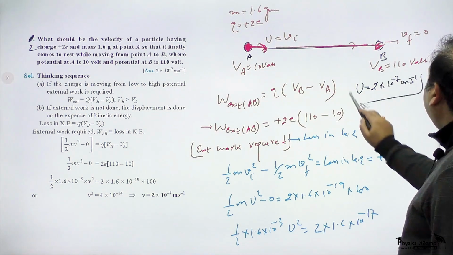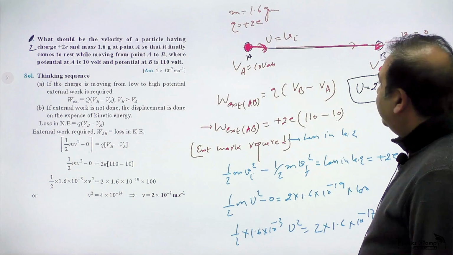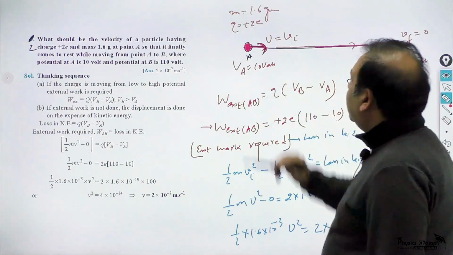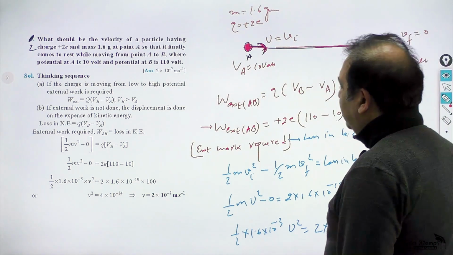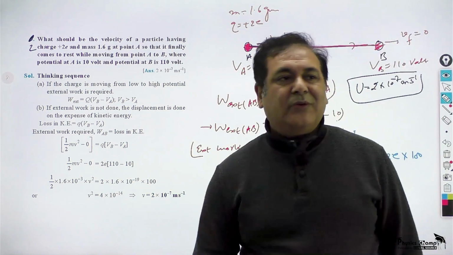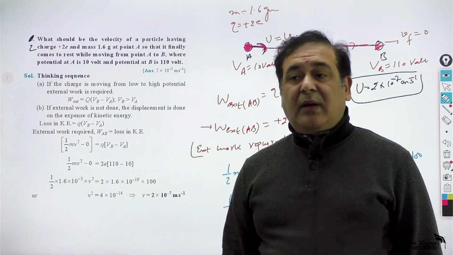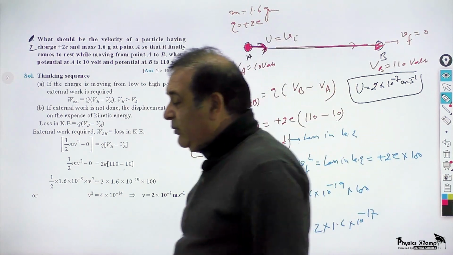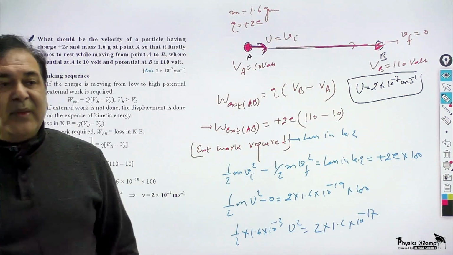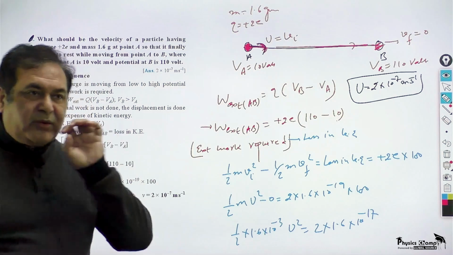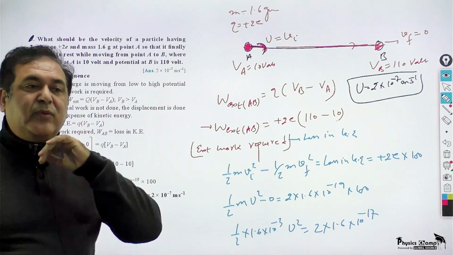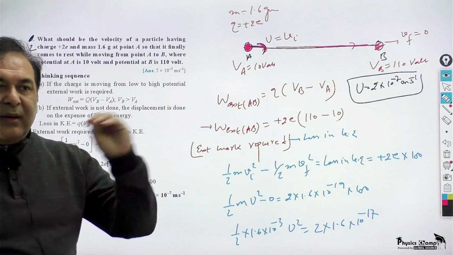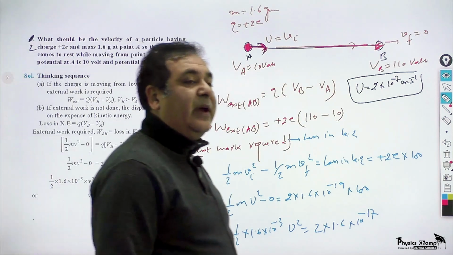It means the charged particle which started from here should have initial velocity 2 into 10 to the power minus 7 meter per second, so that by the time it reaches here it comes to a stop, because the system is moving itself from low to high potential. So its kinetic energy is used, since external work is required for this. There is no source of external work, so it will be at the expense of its kinetic energy.